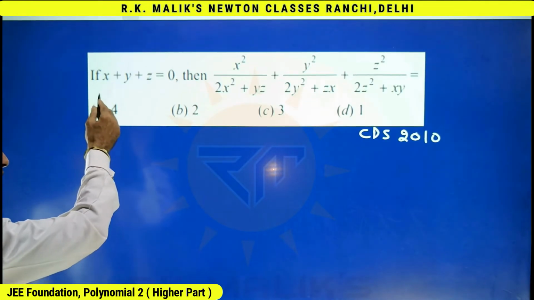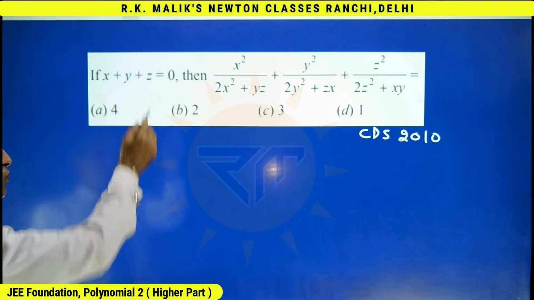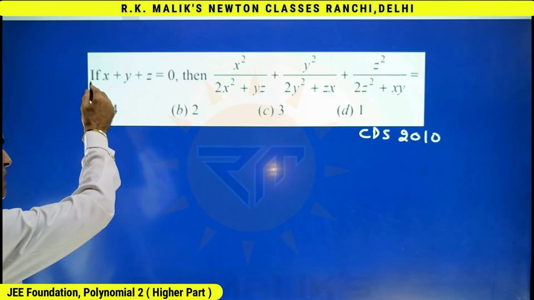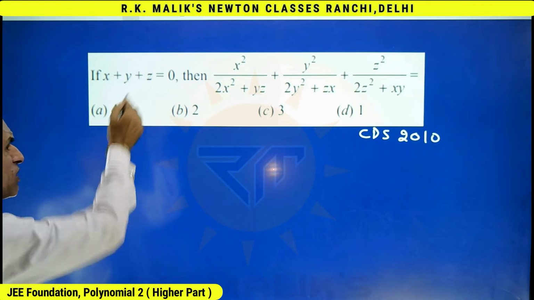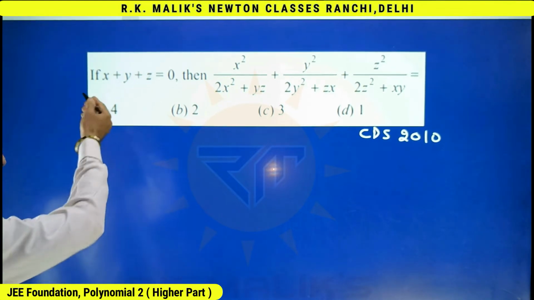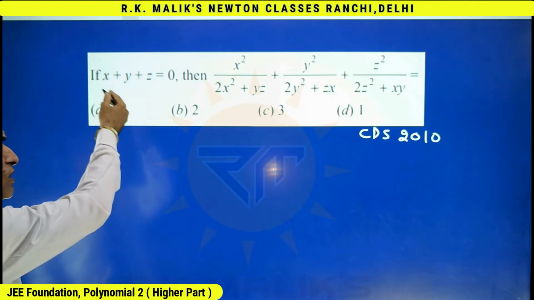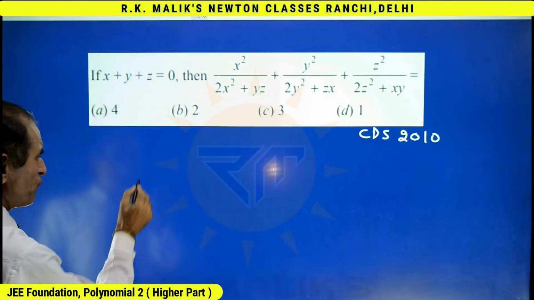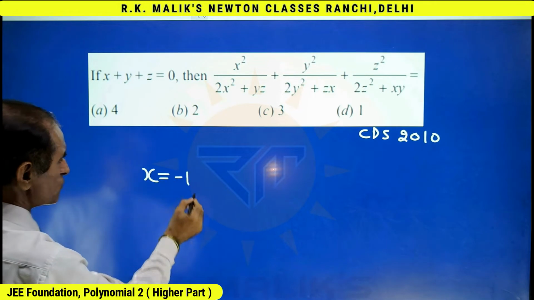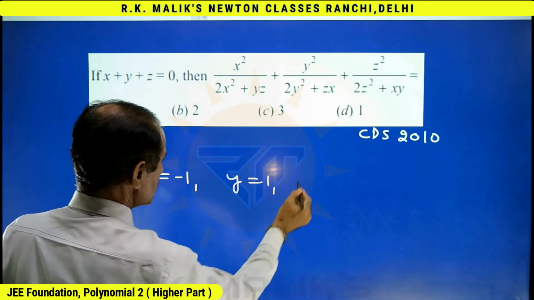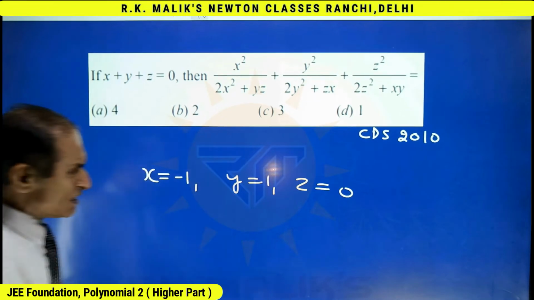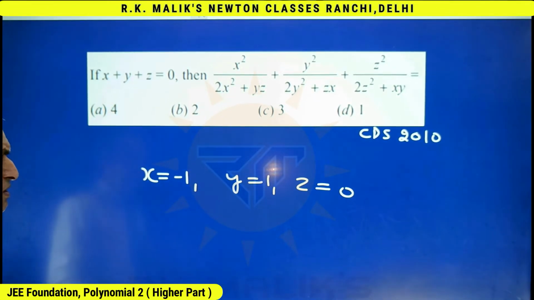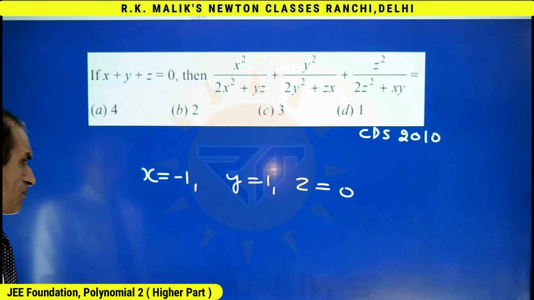Because I have to take x, y, z such that the sum should be 0. The simplest possible case is take x equal to 1, y equal to -1, z equal to 0. That is allowed to us because I have to take only values so that x plus y plus z is 0. If I take x equal to -1, y equal to 1, z equal to 0, then this clearly satisfies the condition.